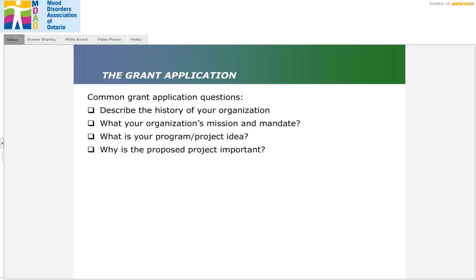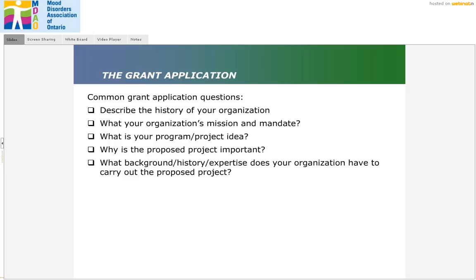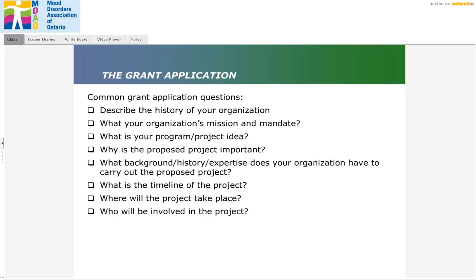Why is the proposed project important? What is your organizational background and history and expertise with regard to carrying out the proposed project? What is the timeline of the project? Where will it take place? Who will be involved? How will the project benefit the organization, your stakeholders, and of course the larger community?